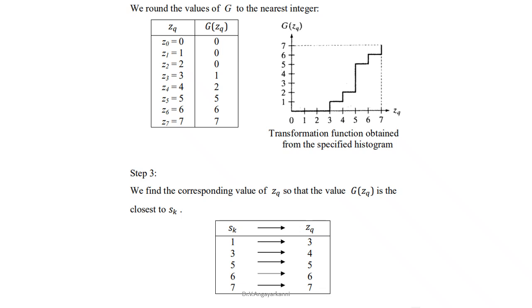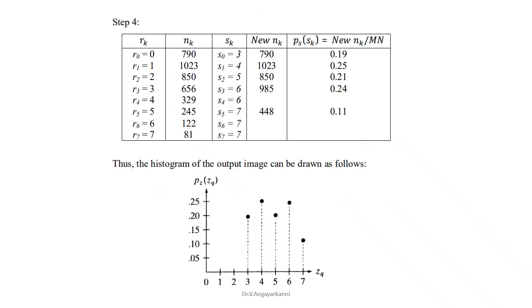Then in the next step, we find the corresponding value of zq so that the value of G of zq is closest to sk. So for each value in the table, in the graph where we are obtaining those values, for 1 it is 3. For 3, it is equal to 4. Like that we are arranging the values and listing them in the table. Now the new nk is being calculated. Based on that you refill the table now.